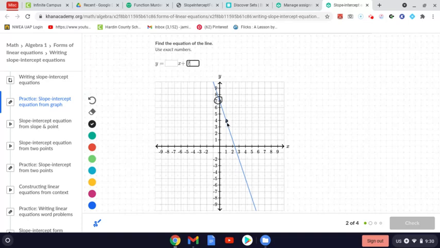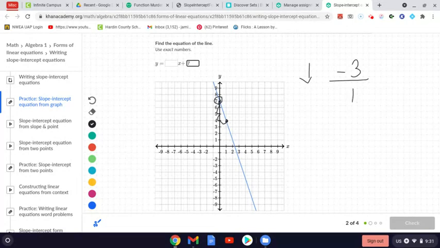So this one's going to be a negative slope. So keep in mind you go down 1. Oh, my mouse is lagging. 1, 2, 3. So I go down 3, which means it's going to be negative. And then I go over 1.